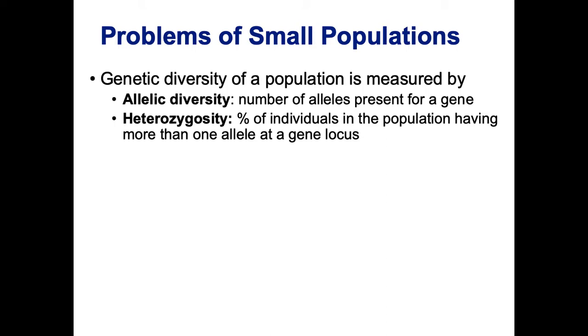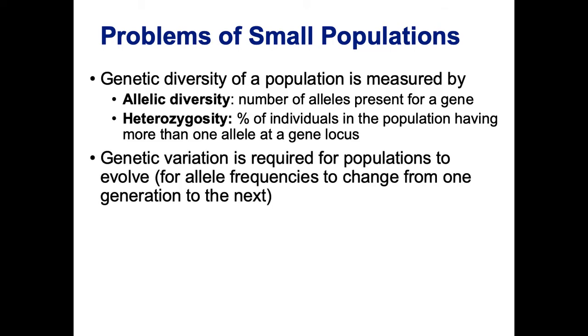Heterozygosity is the percent of individuals in the population that have more than one allele at a gene locus. So if you remember, you inherit one set of chromosomes from your father, one set from your mother, so you have two copies of every gene. We're looking at the percentage of individuals that have two different copies. So one copy from dad is different than the copy from mom, for example, and so that would mean that you're heterozygous. So looking at heterozygosity is another way to look at this.